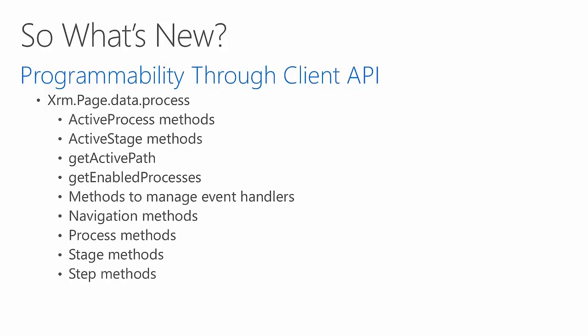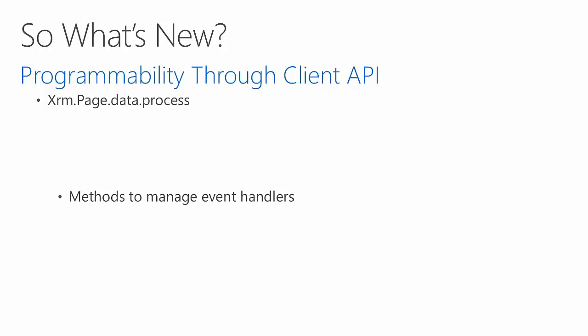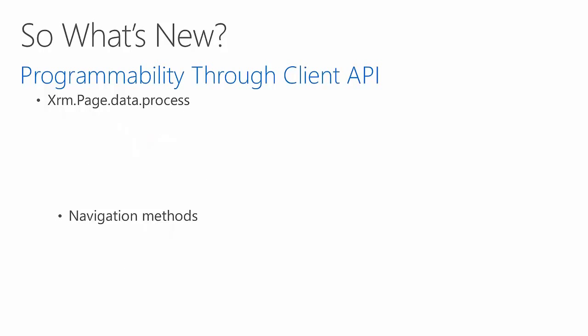We even have methods to manage event handlers. Use the addOnStageChange, removeOnStageChange, addOnStageSelected, and removeOnStageSelected methods to add or remove event handlers for the business process flow control. The navigation methods are moveNext to move to the next stage, and movePrevious to move to the previous stage. A process contains the data for a business process flow. A stage contains the data for a stage in a business process flow. A step contains the data for a step within a stage in a business process flow.